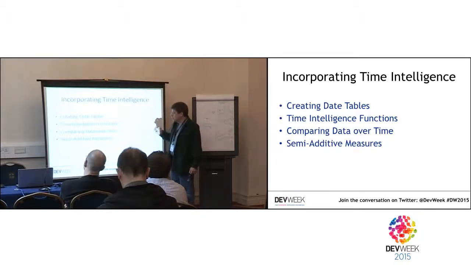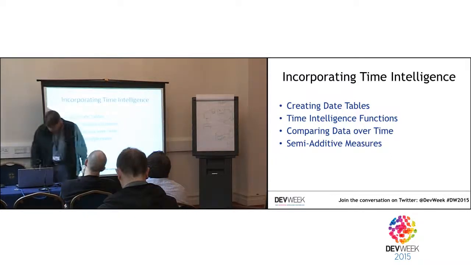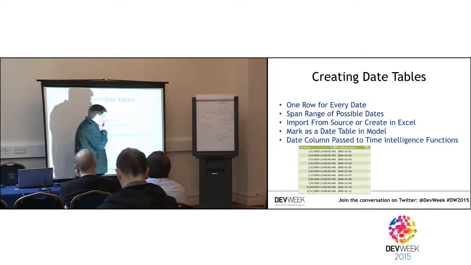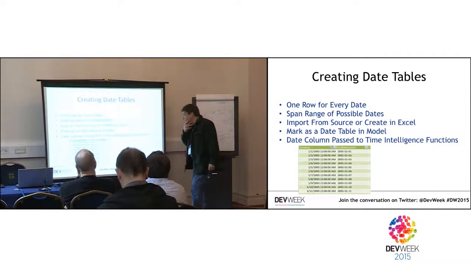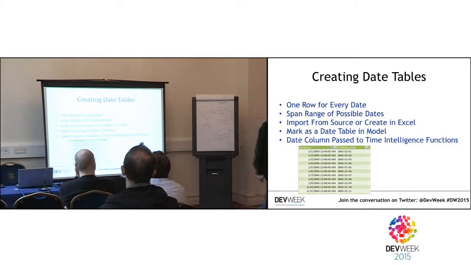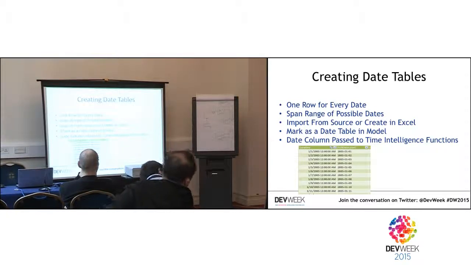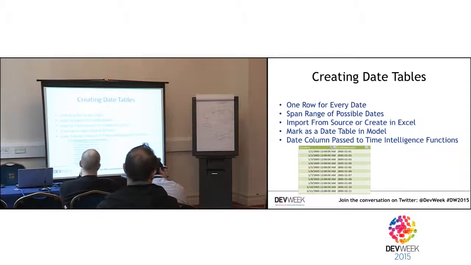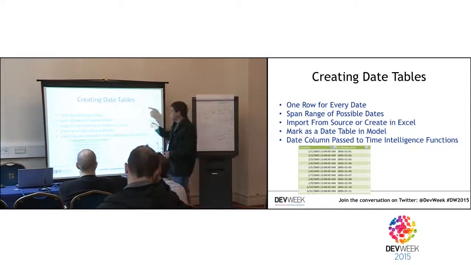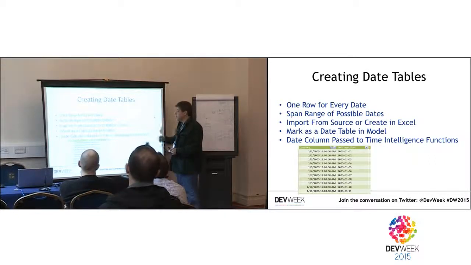And your date table, I don't know if I can cover this. Yeah, here. So one of the things with your date table is it has to have one row for every date in your range of dates. So let's say you're going to look at sales between 2010 and 2015. You would have to end up having a date in the date table for every day in that range. All right? Make sense?